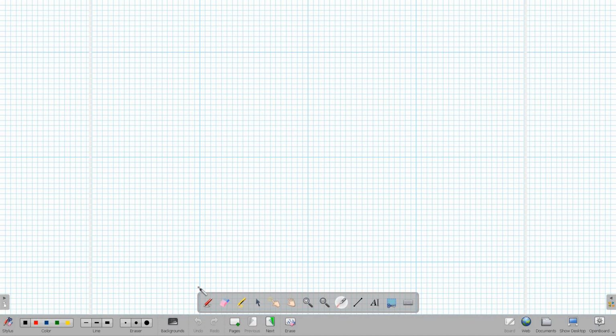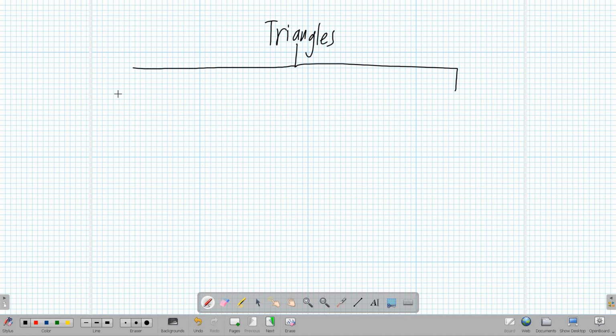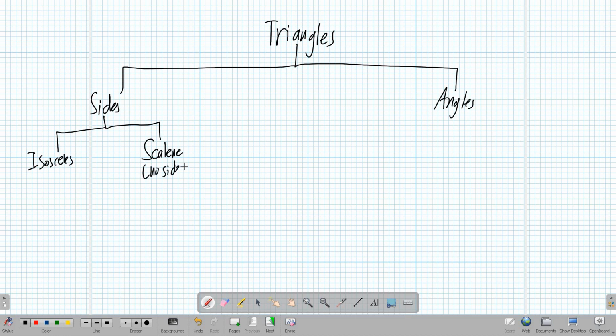So, if we want to classify triangles, usually we classify them according to types of sides and types of angles. Sa sides muna tayo. A triangle can either be a scalene triangle or an isosceles triangle. Pag sinabing scalene yung triangle, you don't have any sides that have the same measure or no sides that are congruent.